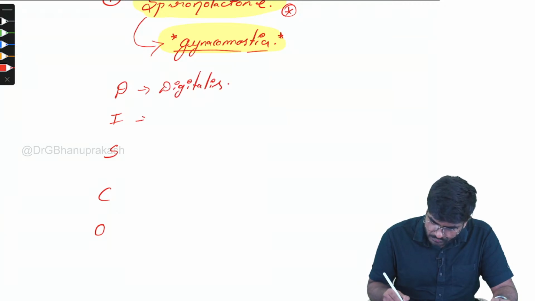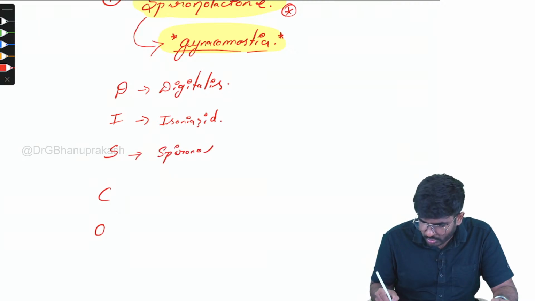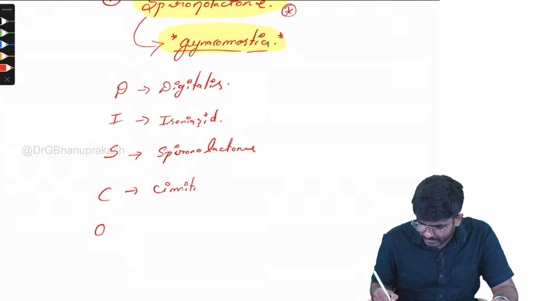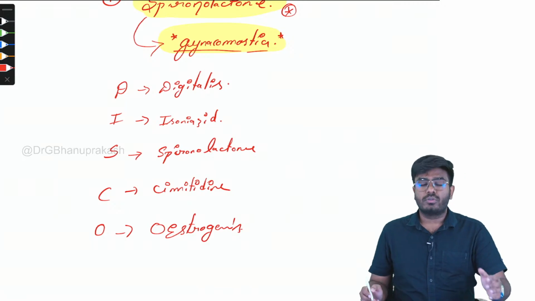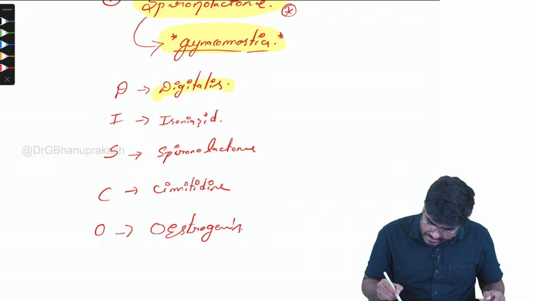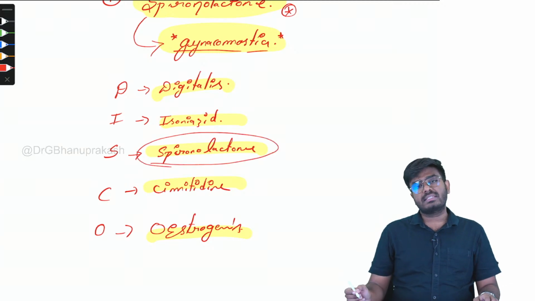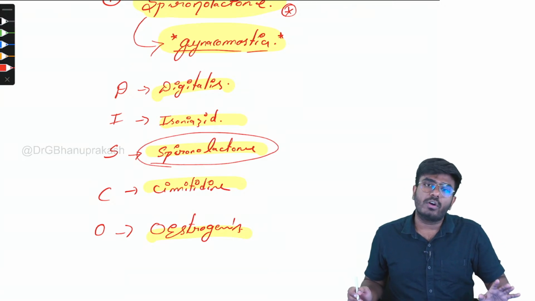D for digitalis, I for isoniazid, S for spironolactone, C for cimetidine, and O for estrogens. So these are the drugs which have a side effect of gynecomastia. Spironolactone is a drug which is used in the treatment of Conn's syndrome.